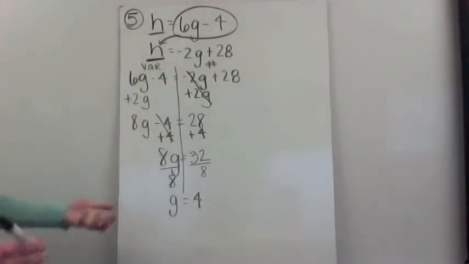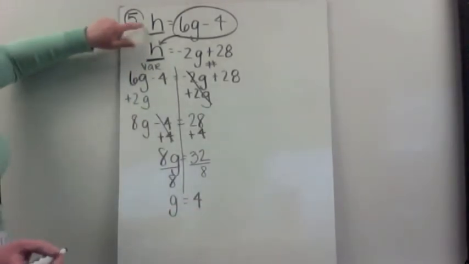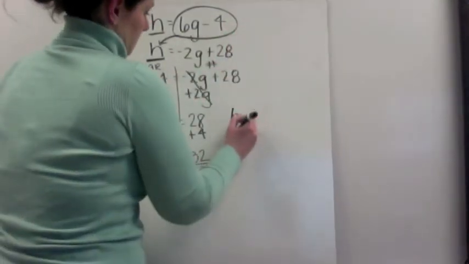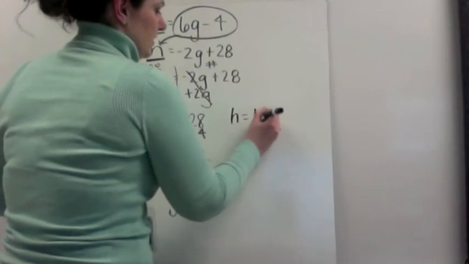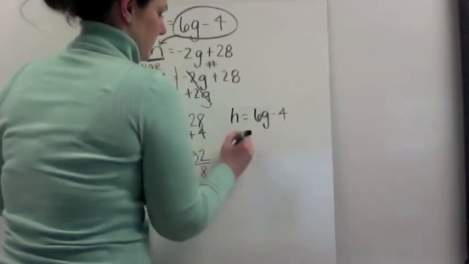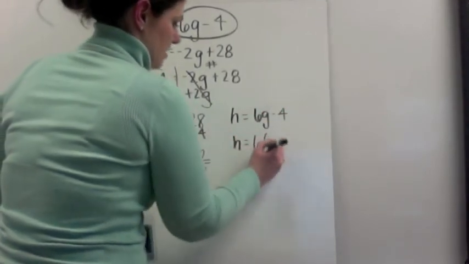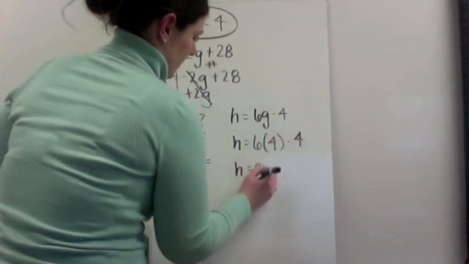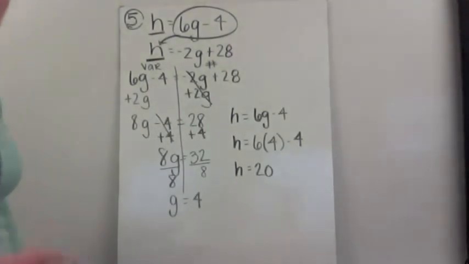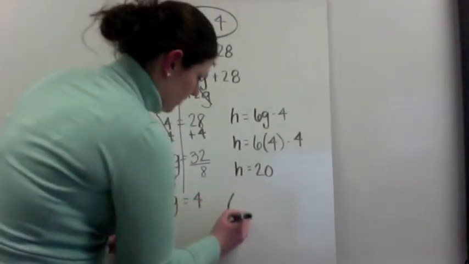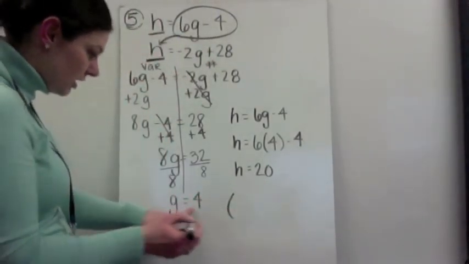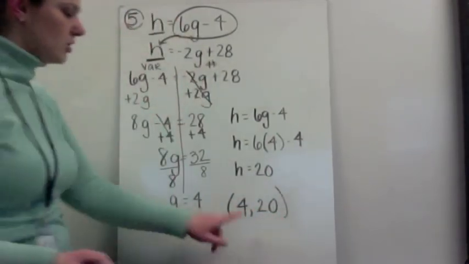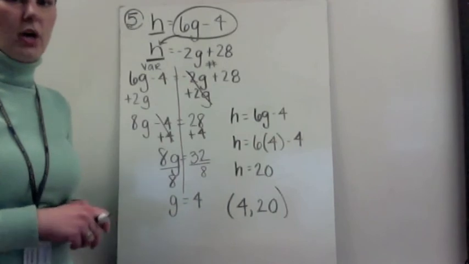Once I know that, for this one, when I substitute, it doesn't matter which one I use because they both have h by themselves. I'm just going to use the first one because it's the first one. h is 6g minus 4. So h is 6 times 4 minus 4. So h equals 20. Put in my ordered pair, alphabetical order, g comes first. And h. So my solution is 4, 20.